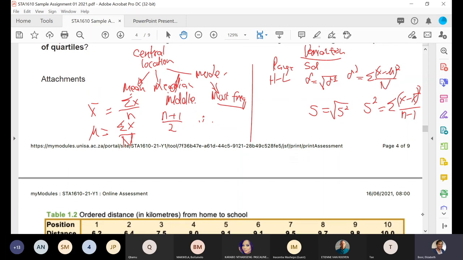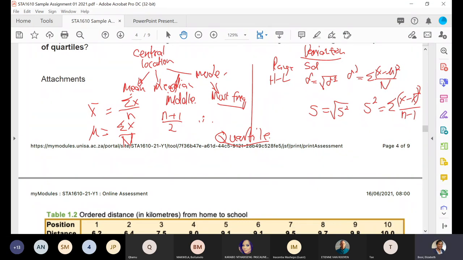Then we also have your quartiles. The variance tells you how sparse, how diverse or dispersed your data is. The variance tells you how variable your data is. How far away are your data points from the mean? That's what the standard deviation tells you.